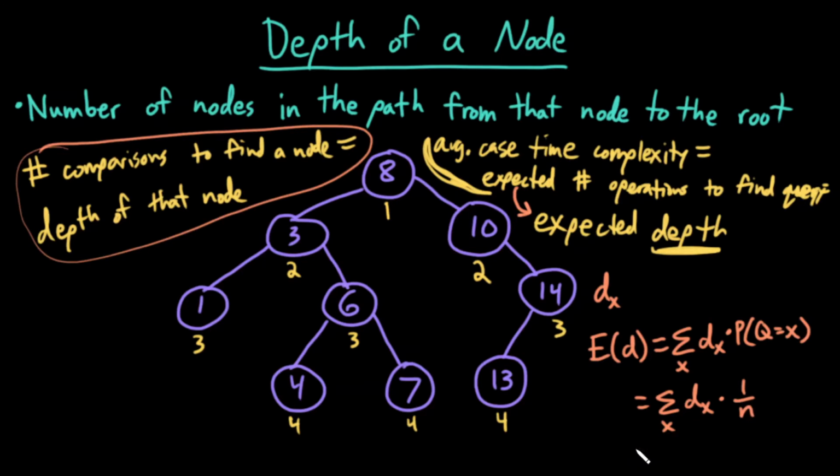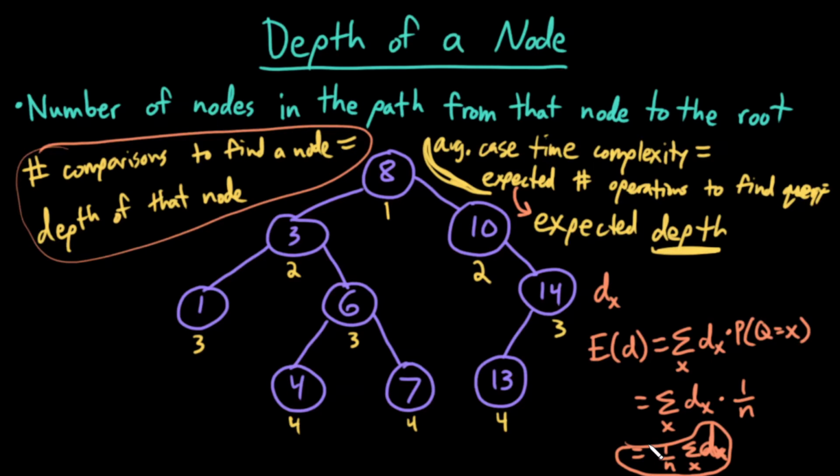I could pull this out of my sum. So this equals 1 over n times the sum over all possible nodes x of the depth of x. This is not dx like in calculus. This is d subscript x, so the depth of x.